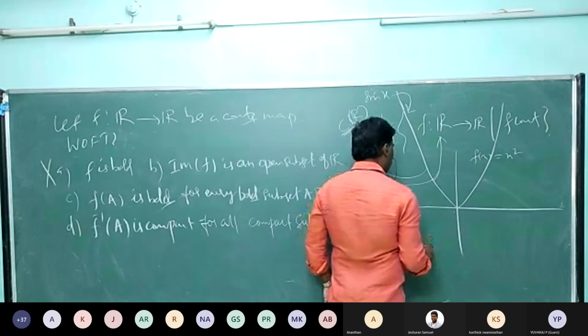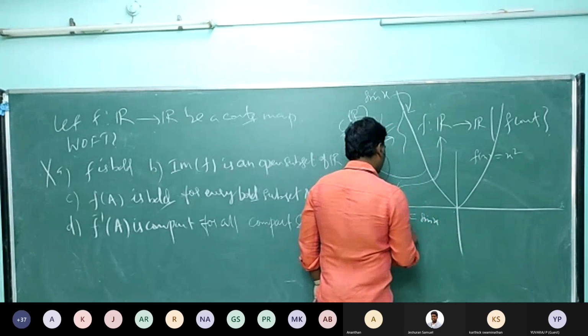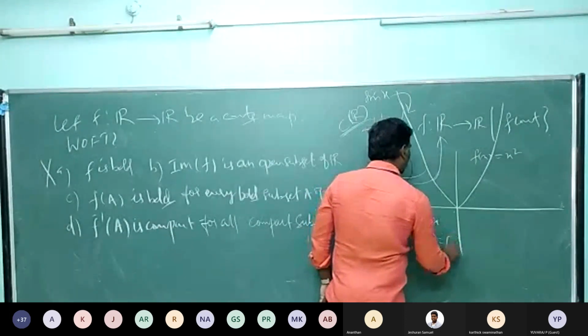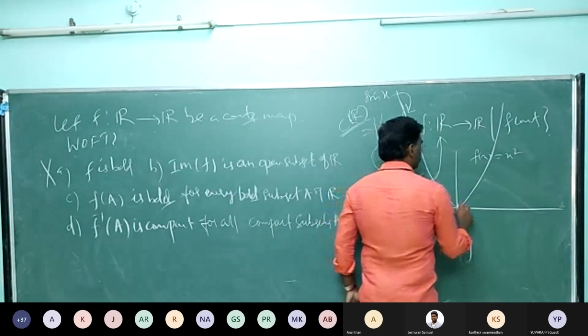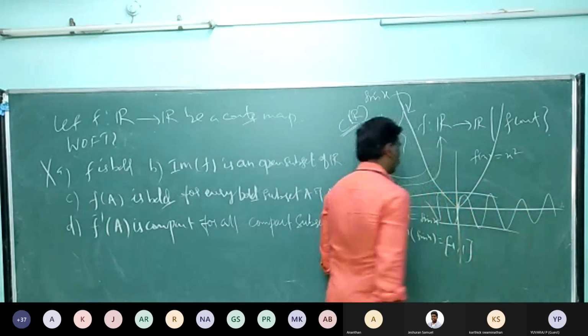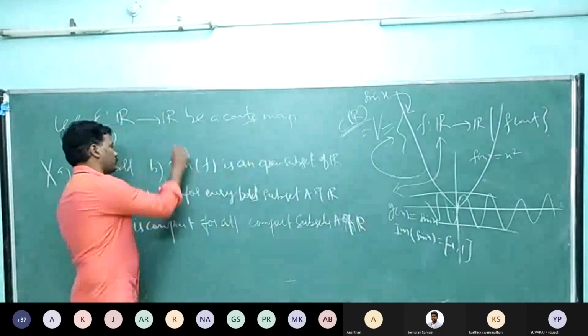G of x is equal to sin x. The image of sin x is in whole R, minus 1 to plus 1. The range set is minus 1 to plus 1, right? Sine x is like this, right? So the range set is like this. So sine x is an element which does not follow this property.